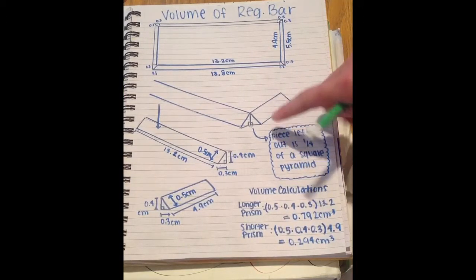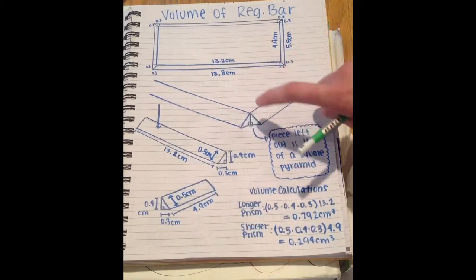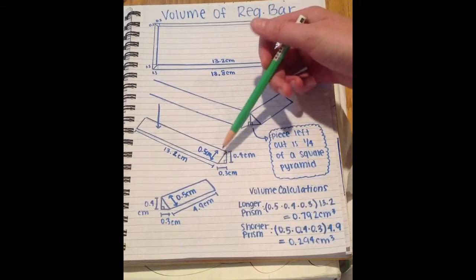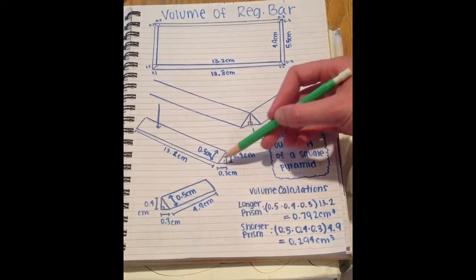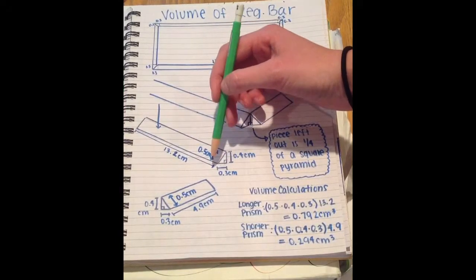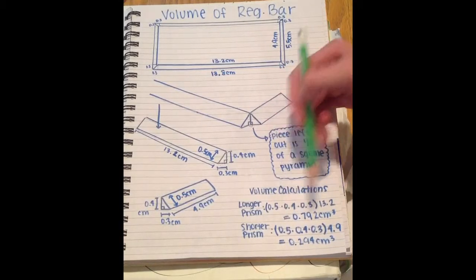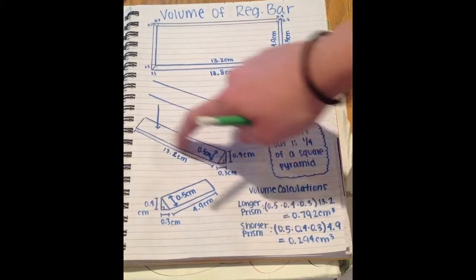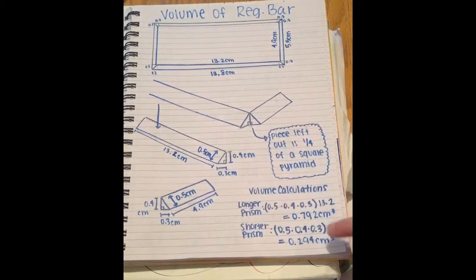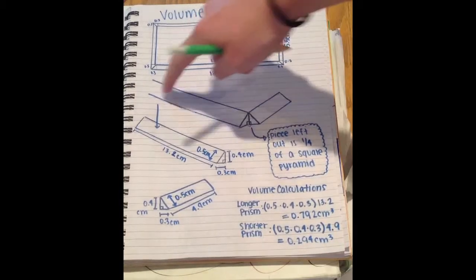So first I found the volume of these triangular prisms. I used the formula for the volume of a prism, which is the area of the base times the height. So I found the area of this right triangle, multiplied that by the height, and got 0.792 centimeters cubed as my answer for the volume of this triangular prism. Did the same thing for this one and ended up with 0.294 centimeters cubed. So again, this is just the long side and the short side.